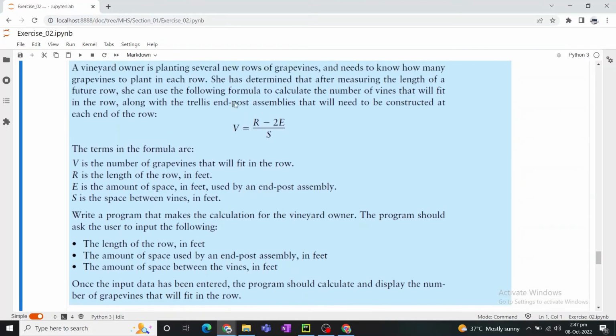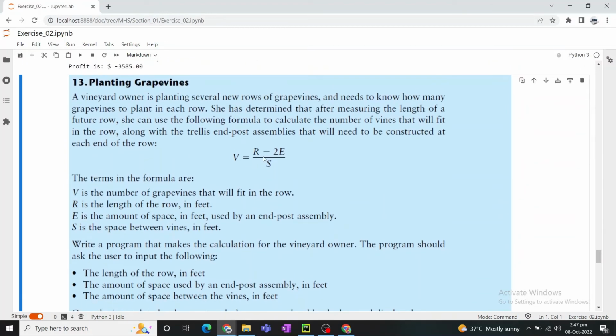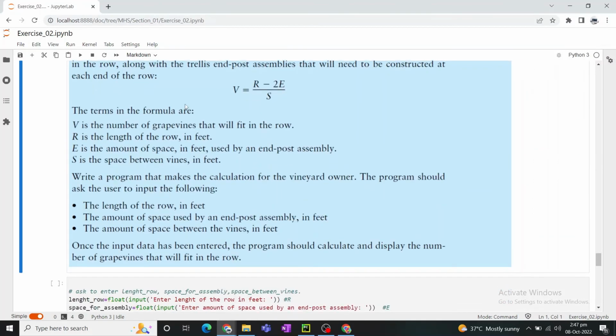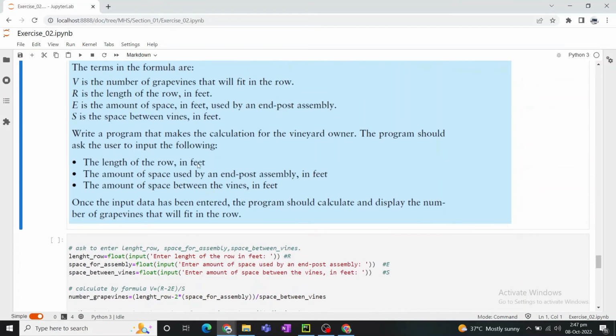Okay, so they have given the formula for planting the grapevines: V = (R - 2E) / S. The terms state that V is the number of grapevines that will fit in the row, R is the length of the row in feet, E is the amount of space in feet used by each end post assembly, and S is the space between the vines in feet. Write a program that makes the calculation for the vineyard owner. The program should ask the user to input the following: the length of the row in feet, the amount of space used by the end post assembly in feet, and the amount of space between the vines in feet.